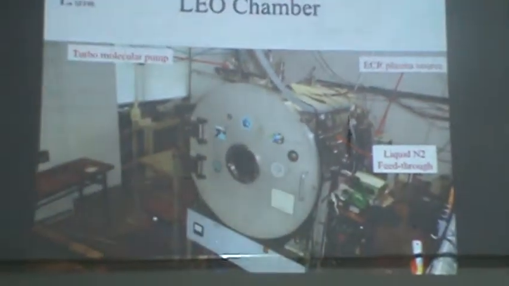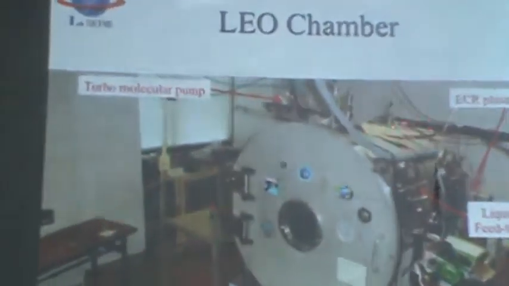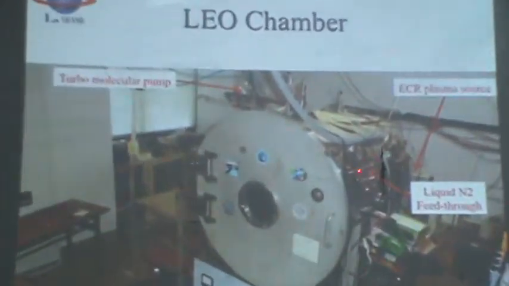And this is the LEO chamber, low Earth orbit chamber. We have here an ECR plasma source. I don't like to explain what is ECR. It will take a long time. Anyway, we have some turbomolecular pump to make the vacuum. And we have here a feedthrough, we can pass the liquid nitrogen.